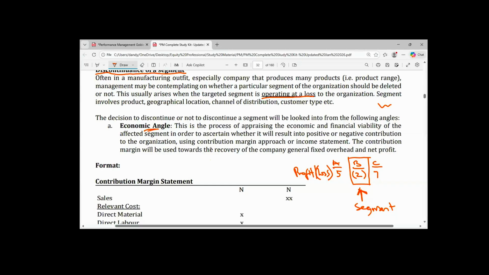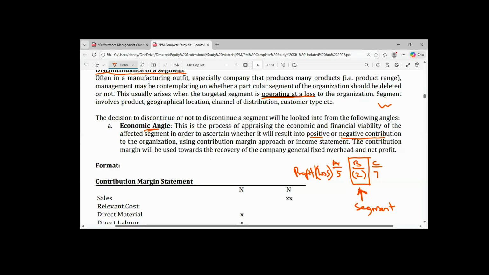So what we are saying is that you want to compare the sales value, which is the cash inflow arising from that particular segment, with the associated relevant cost, whether it will produce a positive or negative contribution to the organization using income statement or contribution margin approach.